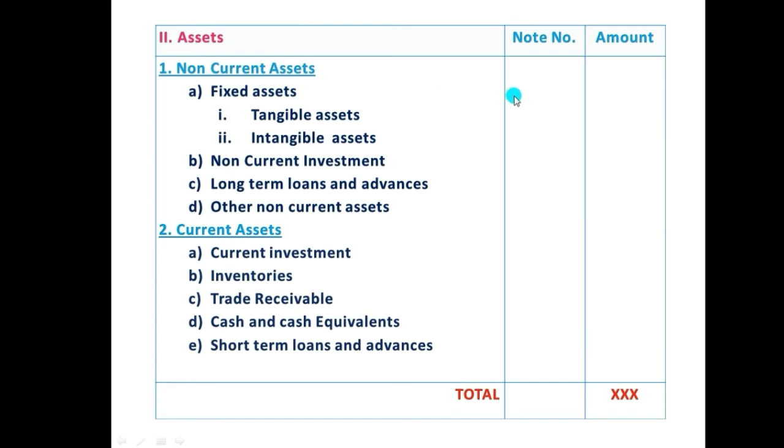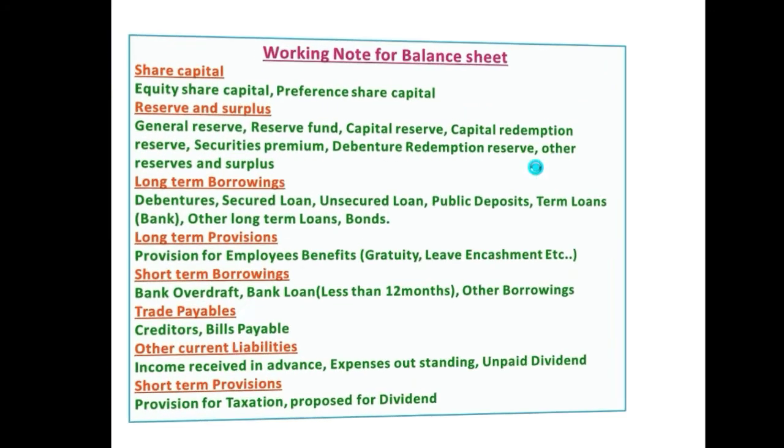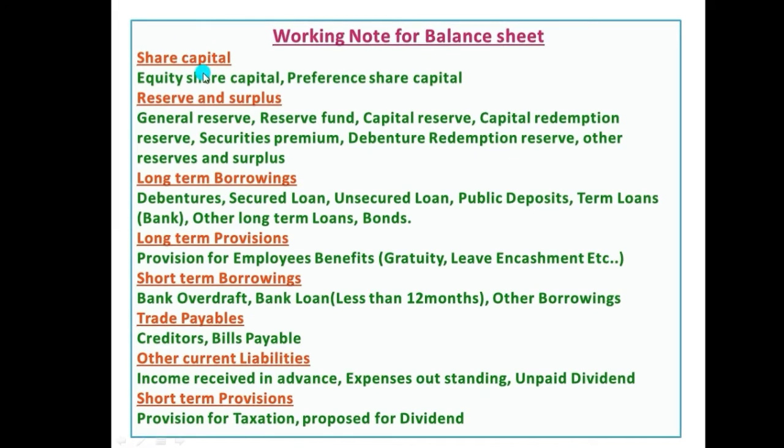And before recording the amounts in the balance sheet, we need to prepare the working note. According to the working note only, we should record the amounts in the amount column. The working note number we need to record under note number. Let's see the working note of each heading on the liability side as well as the asset side. And also we'll see the statement of profit and loss account. I gave the possible items in each and every heading of the balance sheet as well as the profit and loss account. Let me go through them one by one.